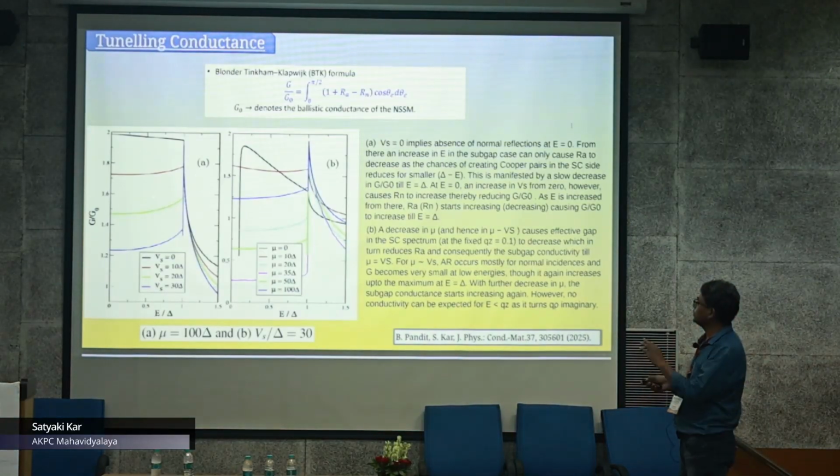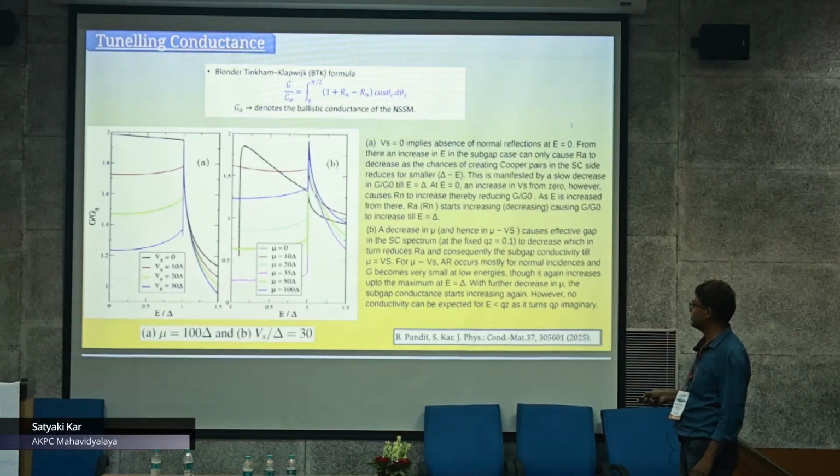And then this is showing the tunneling conductance. Here we have varied the values of the step potential strength starting from 0 to some 30 delta value.